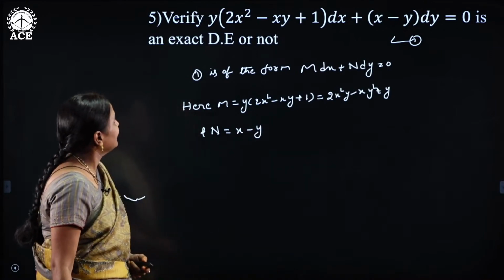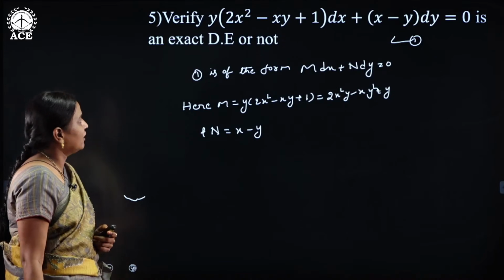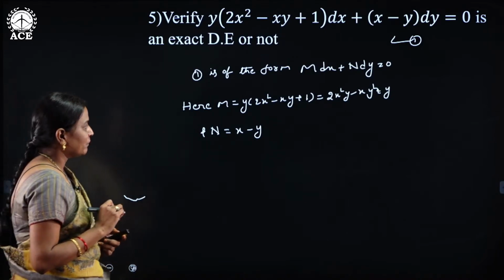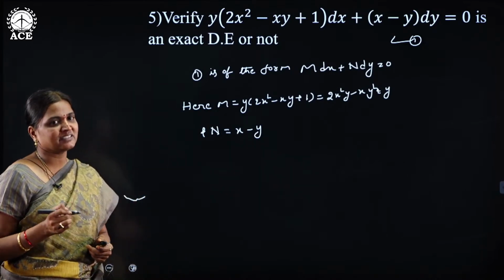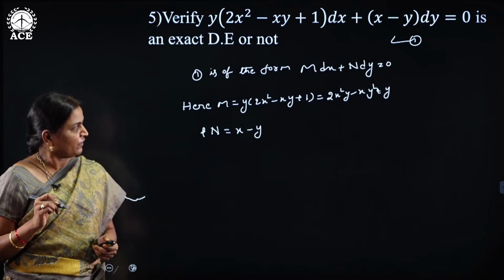So, what is our question? Verify whether the differential equation is exact or not. Exact differential equation or not. What is our necessary condition? Dou m by dou y is equal to dou n by dou x. That is called exact. Otherwise, it is called a non-exact differential equation.